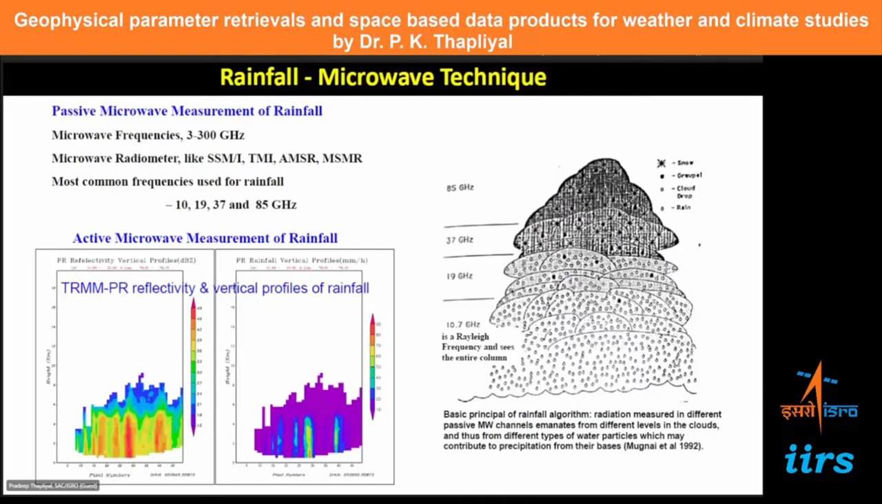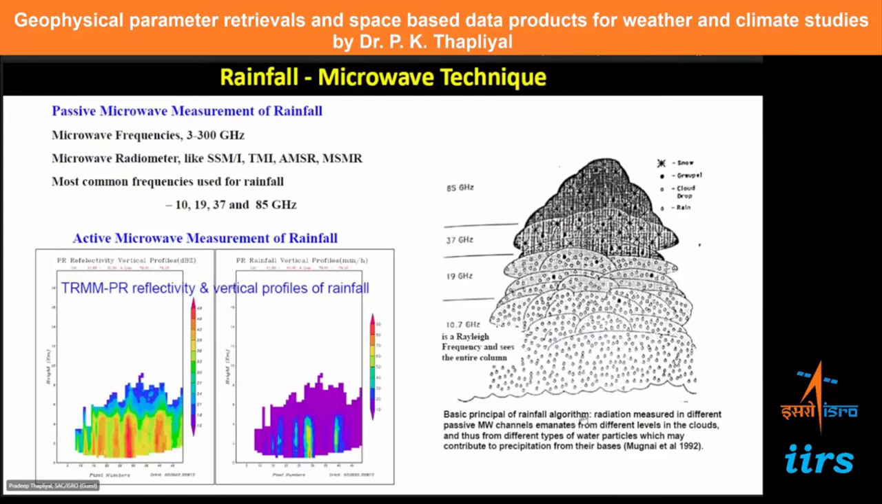But polar orbiting satellites, where you have microwave radiometers, can provide you very accurate measurement of rainfall. Why? Because the microwave can penetrate through cloud. So 85 gigahertz can penetrate only the top few kilometers of the cloud. 37 gigahertz can penetrate a little more, 19 gigahertz a little more, and 10.7 gigahertz can even look at the bottom of the cloud. So by making measurements in these 4-5 channels, the brightness temperature or the radiation is interacting throughout this atmospheric column, which is actually creating the rain.